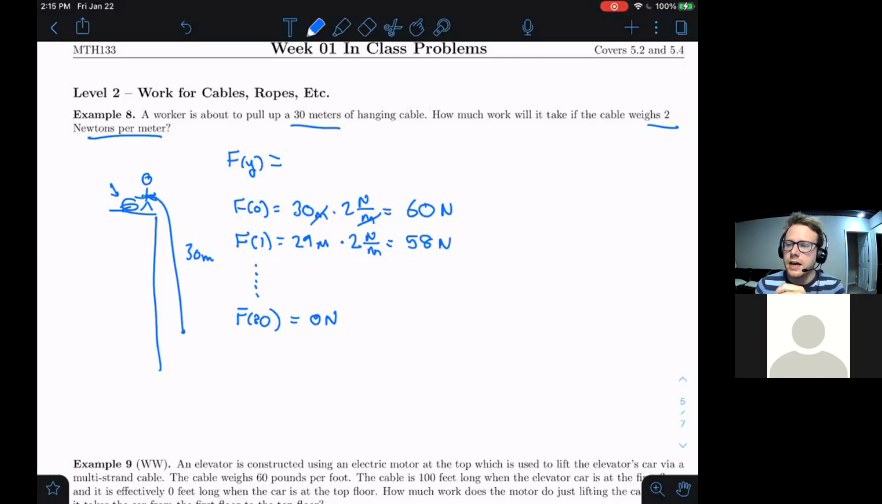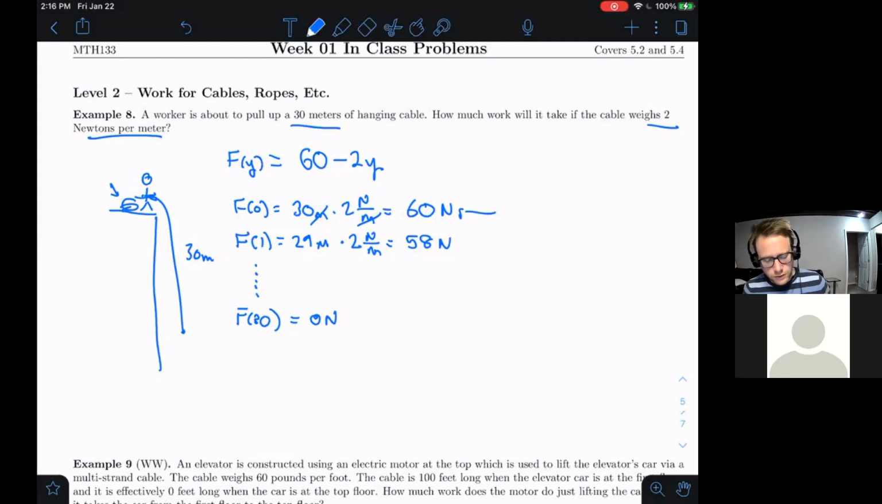And in fact, I see a lot of folks who are coming up with it. Yes, if you haven't lifted up any already, you have 60. And for each meter that you lift up, if we're using a variable of y for how much we've lifted up, it's minus 2 newtons per meter times however many meters you have already lifted up. I call these level 2 problems because you have to think about them for a little bit. You have to almost guess and check to come up with the correct force function.